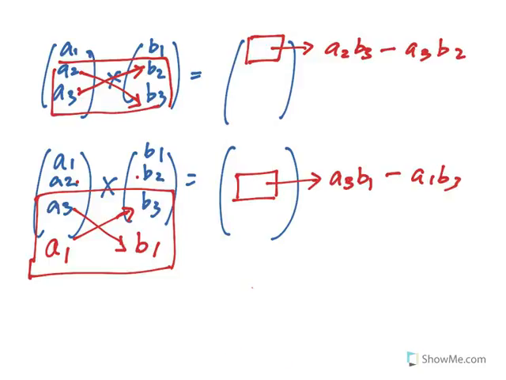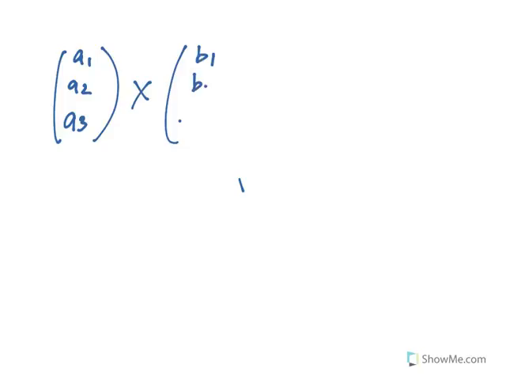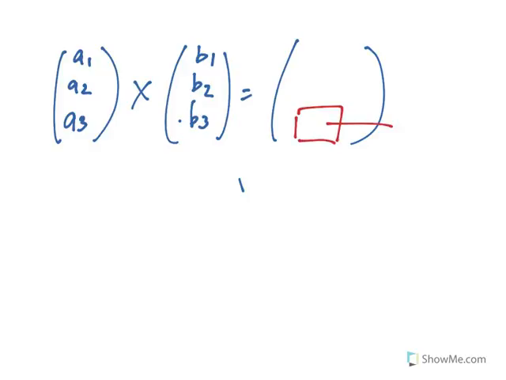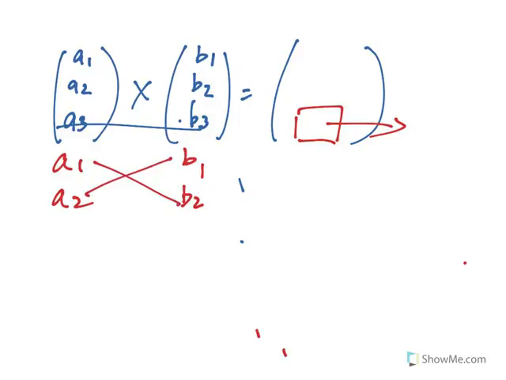How about the third entry? Let me rewrite again: A1, A2, A3 times B1, B2, B3. Now we are finding the third entry, the bottom entry. Again, we cancel the third row and take the two rows below. Below A3, B3, we write A1, B1 and A2, B2. We write two more rows underneath, just repeating like a DNA line. So we get A1, B2 minus A2, B1.